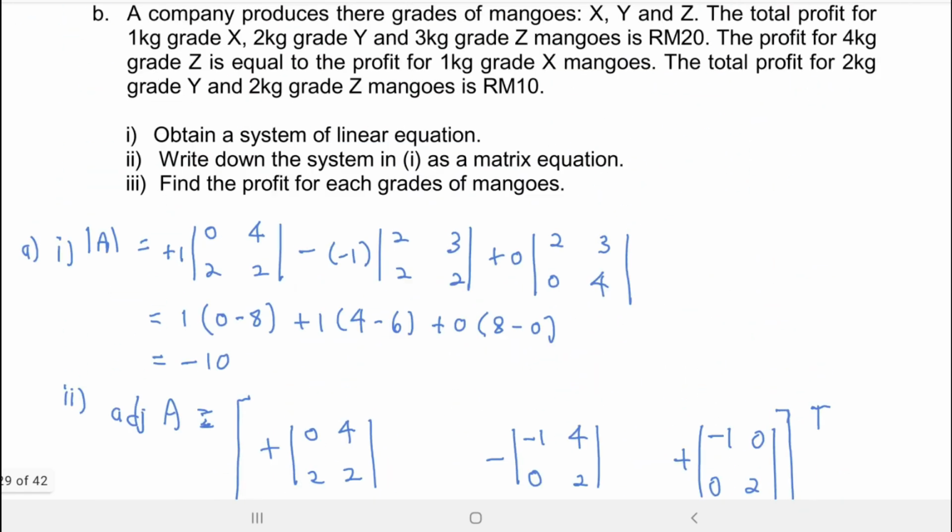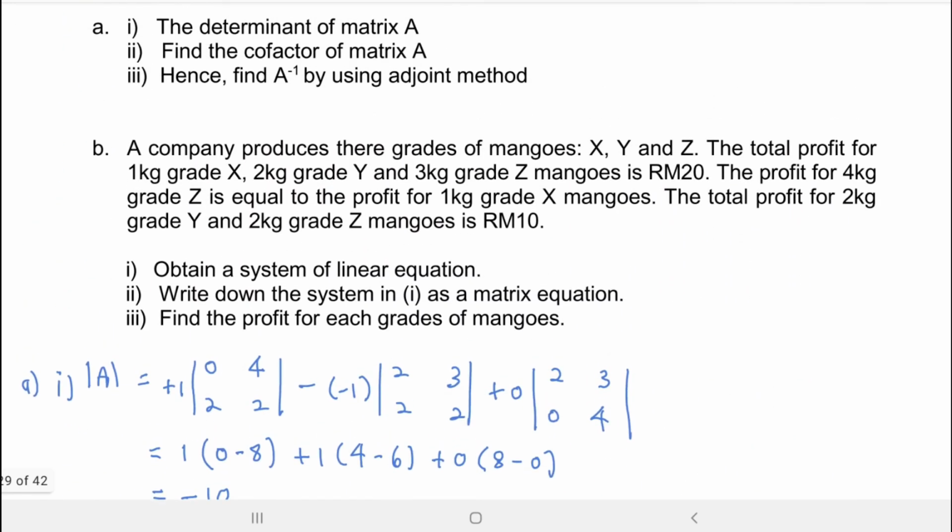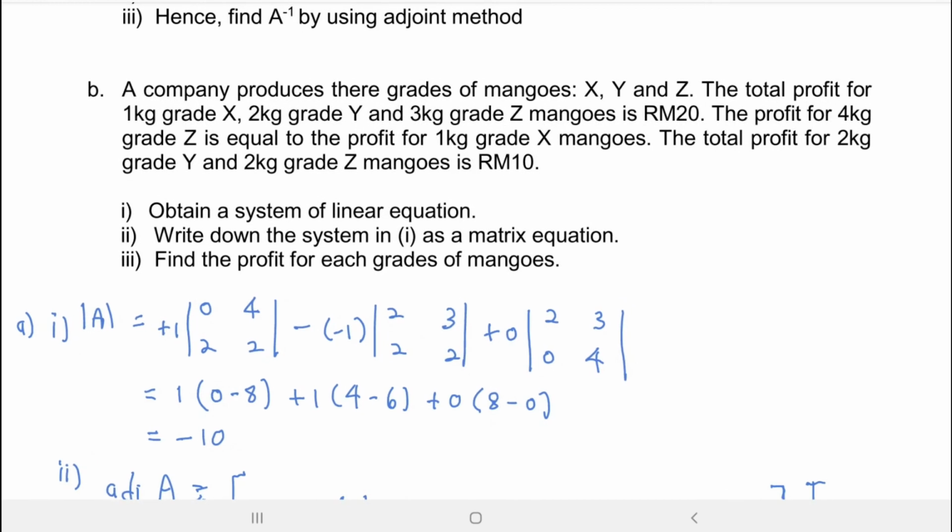Right. And for question B, you read the question carefully. A company produces 3 grades of mangoes X, Y, and Z. The total profit for 1 kg grade X, 2 kg grade Y, and 3 kg grade Z mangoes is RM20. The profit for 4 kg grade Z is equal to the profit for 1 kg grade X mangoes. The total profit for 2 kg grade Y and 2 kg grade Z mangoes is RM10. So the first question, obtain a system of linear equations.